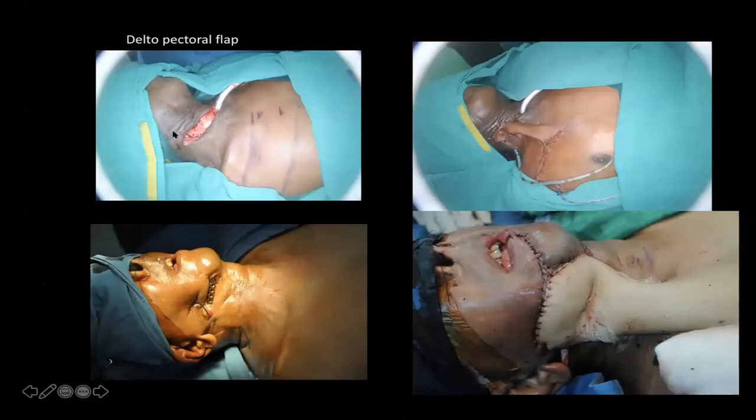So here is a patient who had a defect in the cervical skin following nodal excision. We have taken the deltopectoral flap based on the second and third intercostal perforators, and we have inserted it. Now, what happens after we insert the flap? You have to insert the flap in as wide an area as possible. Don't make your inset into a very narrow area.